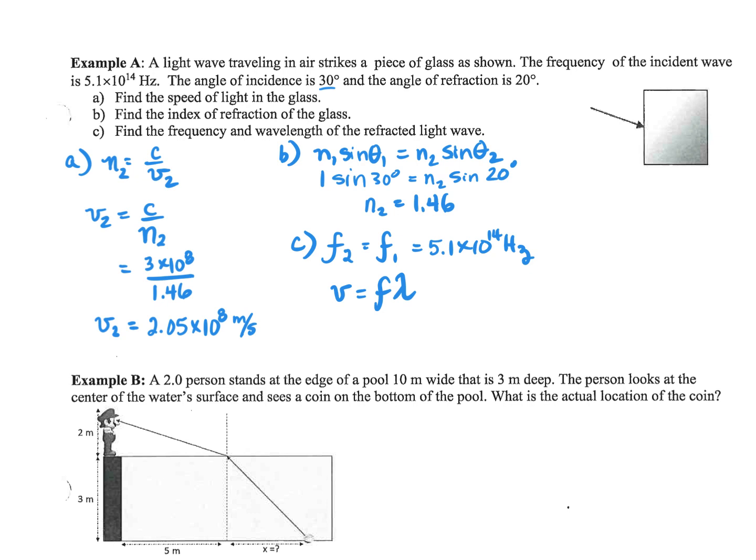So what do we know? V sub 2 equals F times wavelength sub 2. So now all we have to do is plug in, don't we? 2.05 times 10 to the 8th equals 5.1 times 10 to the 14th times the wavelength. So how does the wavelength change?